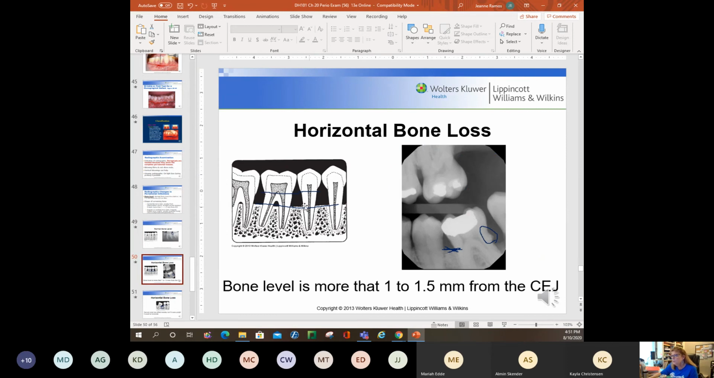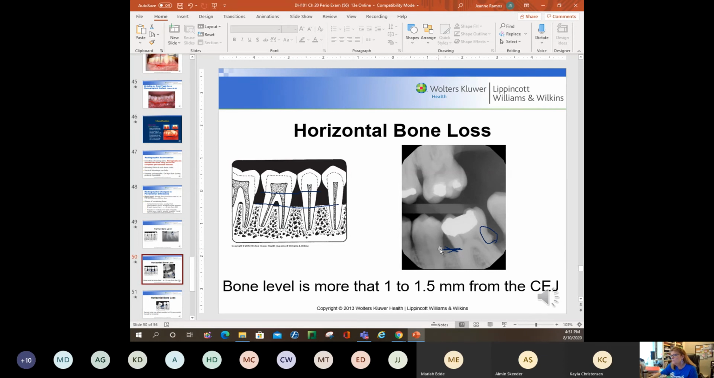This would be horizontal bone loss. Here is the CEJ up at the top on these two teeth, and the bone can be 1 or 1.5, 2 millimeters lower than that. Look how low this is. And in fact, it's so low that the bone has deteriorated down here and they have a furcation, a big furcation. Okay, so horizontal bone loss.